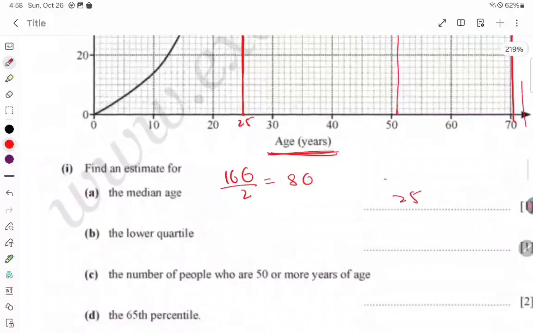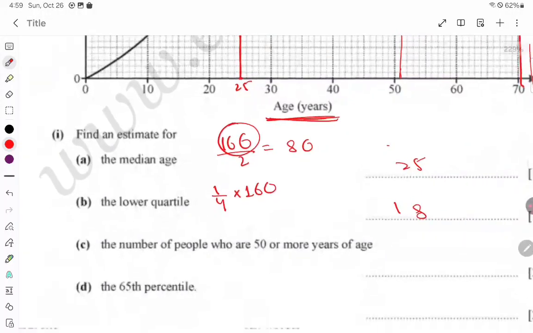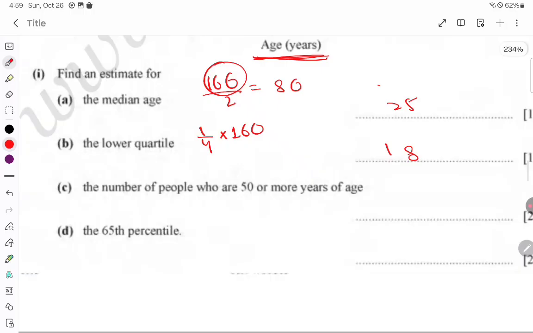Now the lower quartile. The formula of the lower quartile is 1 over 4 multiplied by the total cumulative frequency, which is 160 right here, and it will give you the value of 18. This is for the lower quartile. Now in part C, the number of people who are 50 or more than 50 years old.